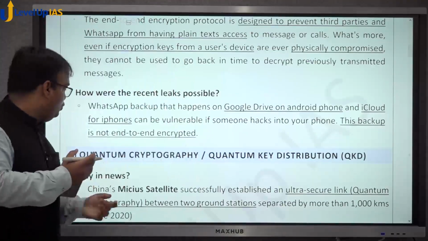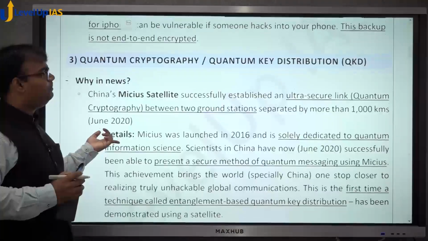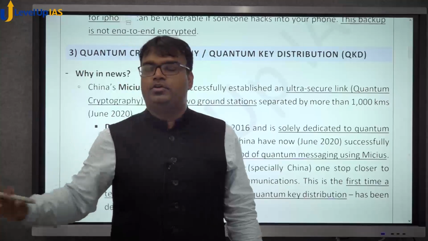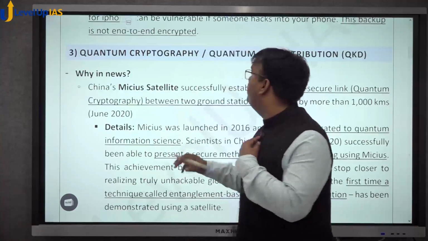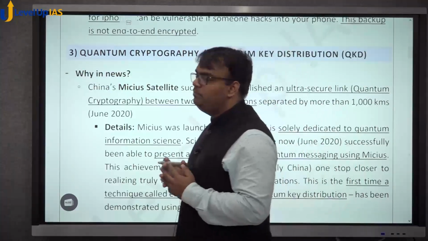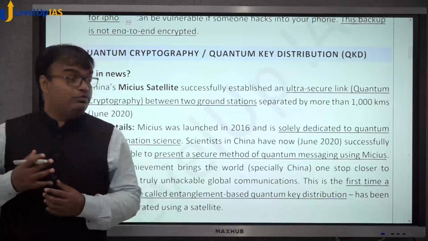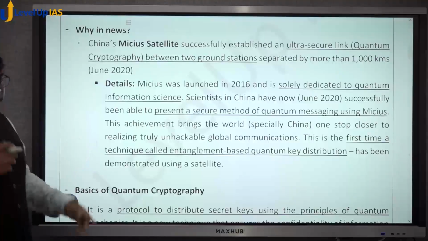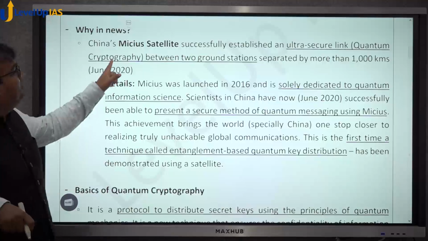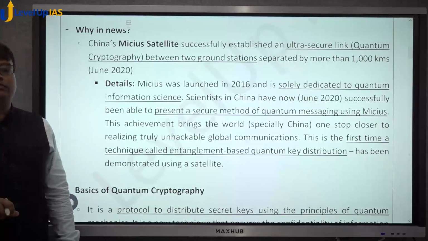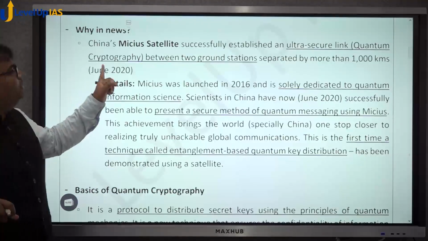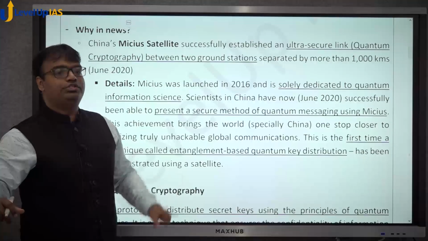Okay, now let's go to the last topic of encryption, that is quantum cryptography or quantum key distribution. Quantum cryptography or quantum key distribution was also in the news recently. In June, May, there's a Chinese satellite, Micius. It was successfully able to establish quantum communication between two ground stations.